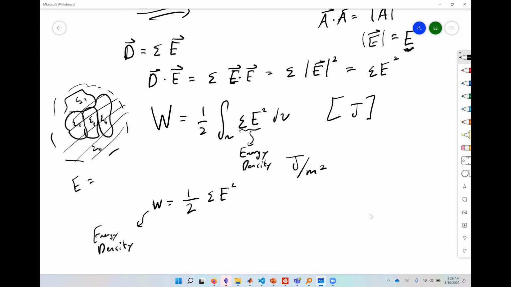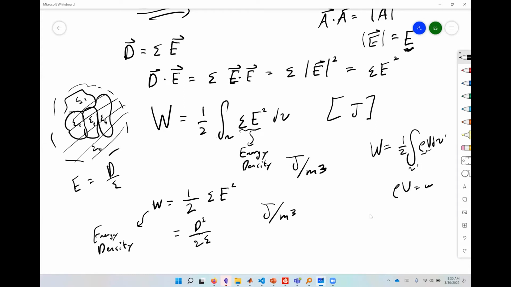I could write E equals D over epsilon. Epsilon E is D, so E is D over epsilon. So this also becomes half D squared over epsilon squared times epsilon, so it becomes D squared over 2 epsilon. It's equivalent. Joules per meter cubed, not squared, cubed. It's over space. By the way, we could also use the argument that in the previous form of the energy, half rho V dV, rho V is also an expression of the energy density.